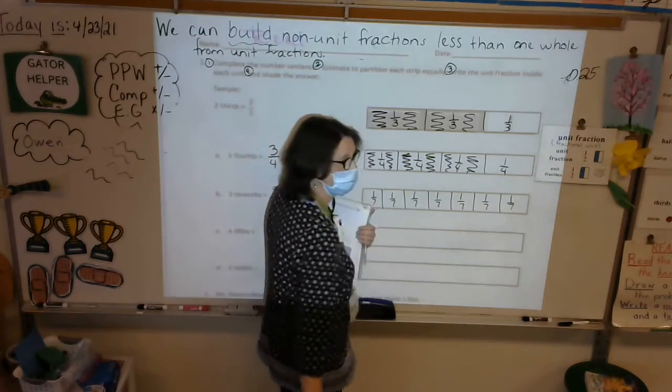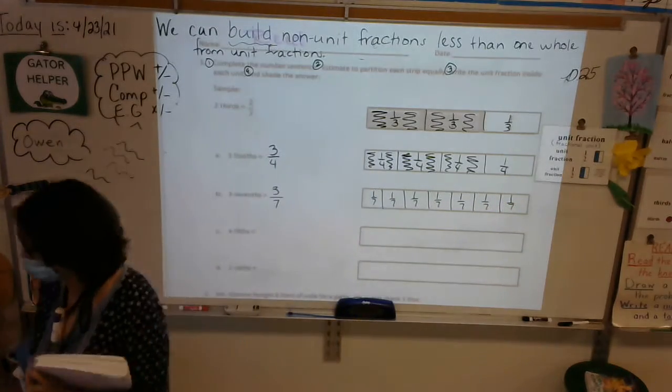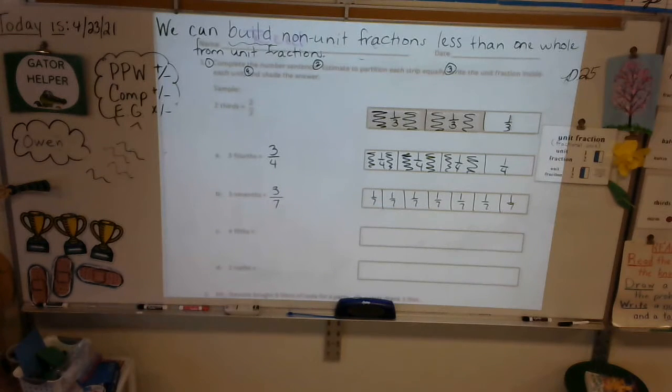How do we know they're sevenths? Because there's 7 equal parts. We drew 6 lines. And then we have to shade 3/7. So go ahead and build that non-unit fraction of 3/7.